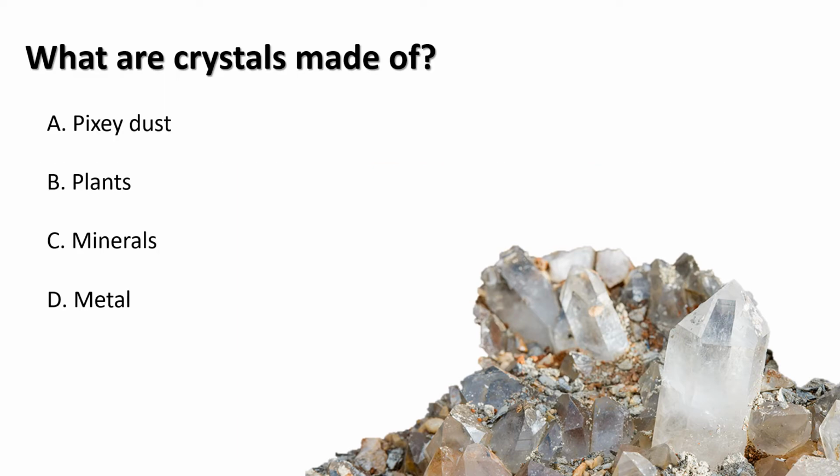Here's your first question. Number 1, what are crystals made of? Are they made of A, pixie dust, B, plants, C, minerals, or D, metal? The answer is minerals. Some minerals contain metals, but not all crystals have metal in them. Clear diamonds are crystals made of just carbon, no metal at all. The word mineral can include things that are made of metal, only a little metal, or no metal at all. So that's why the answer is mineral.